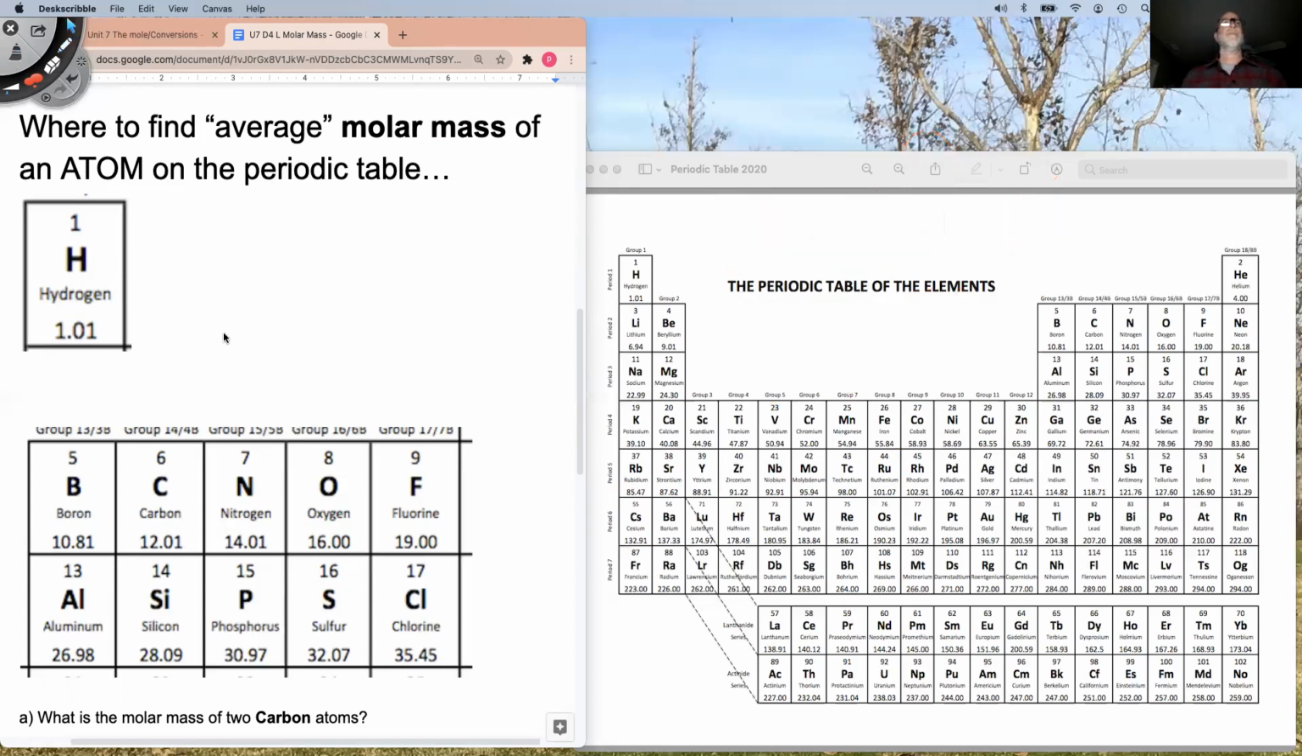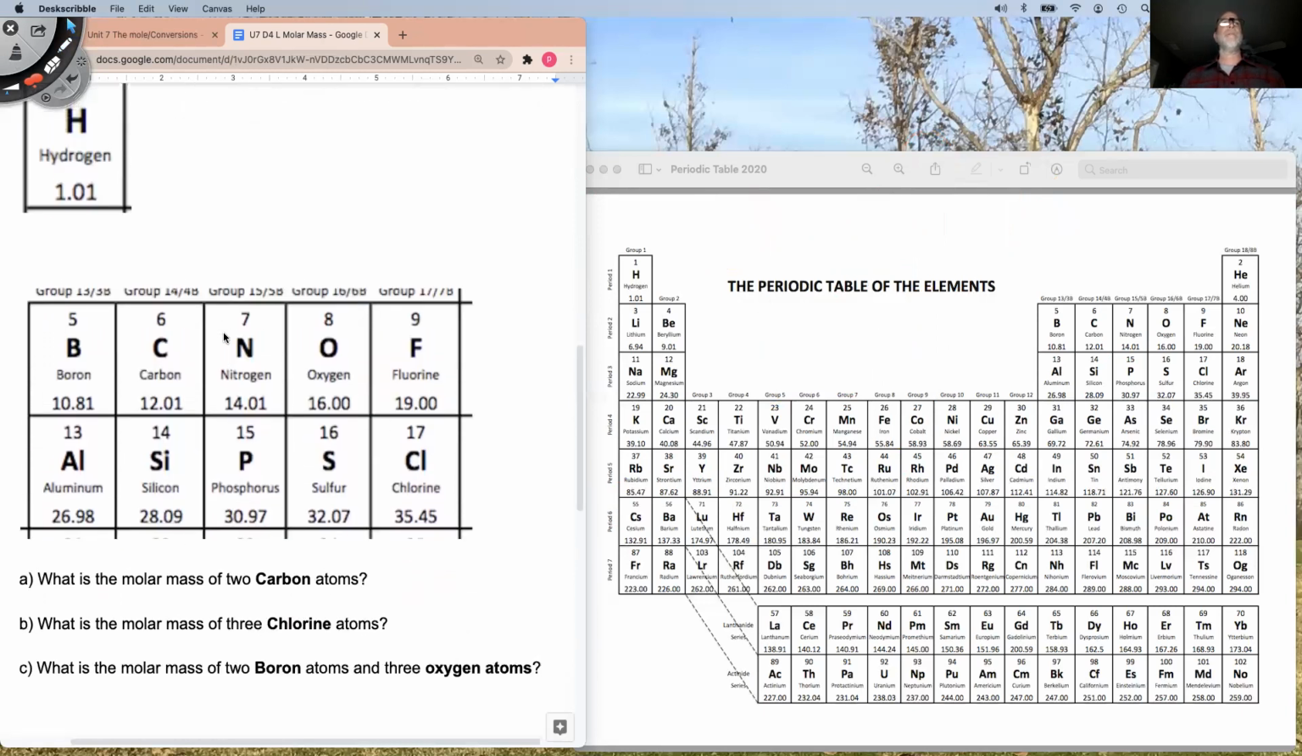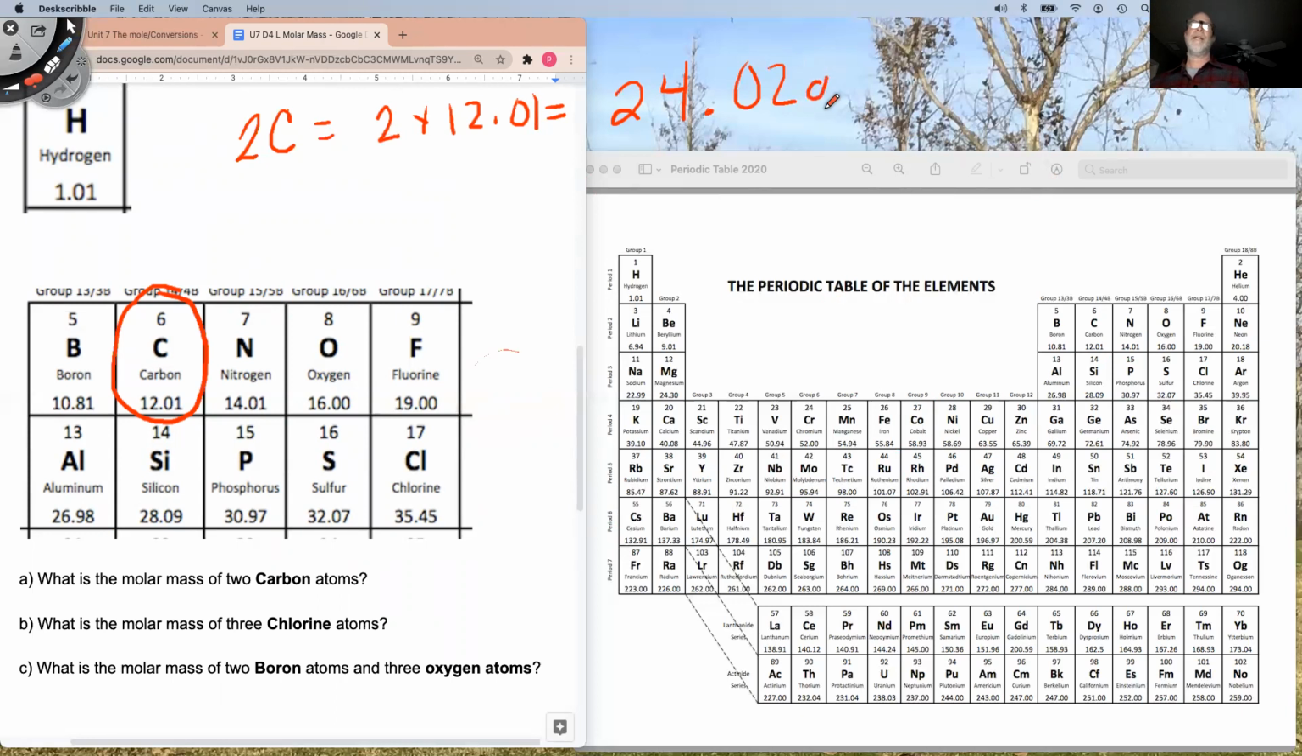Okay, so that's molar mass. I'm going to move this up for you. What would be the molar mass of 2 carbon atoms, ladies and gentlemen? Well, if you have 2 carbon atoms, here's carbon right here, it's going to equal 2 times 12.01. Take out your calculator. 2 times 12.01 equals 24.02. 24.02 what? Grams per mole. Grams of what? Per mole of what? Grams of carbon per mole of carbon. Again, we always want to see it like that.